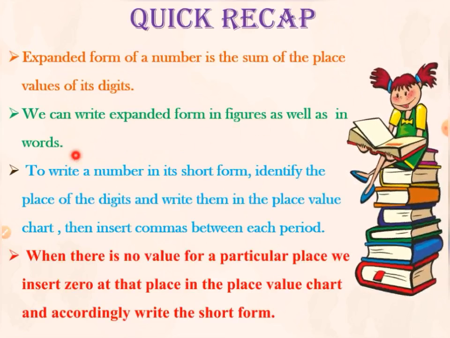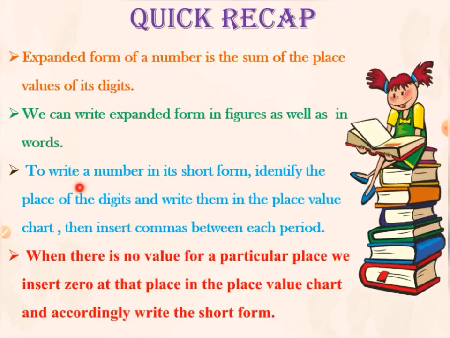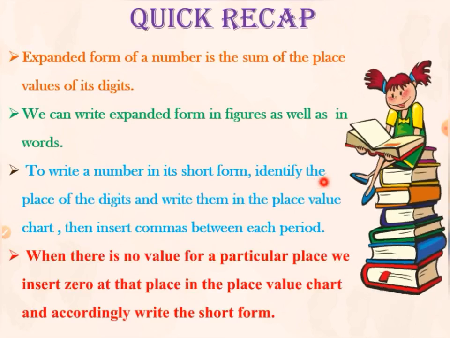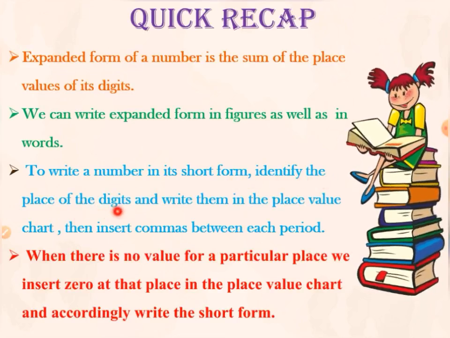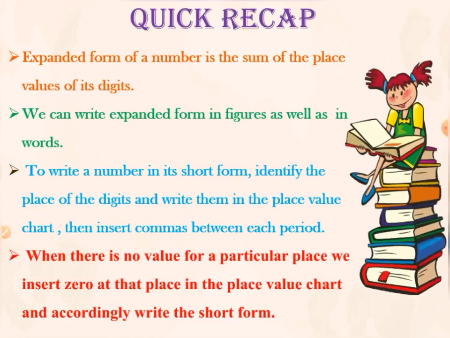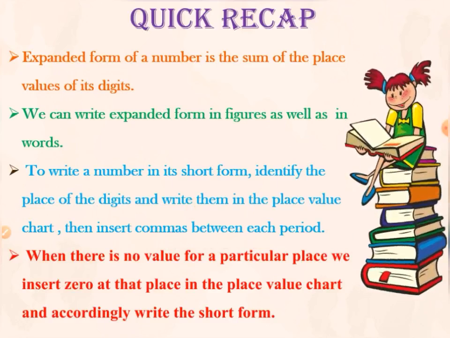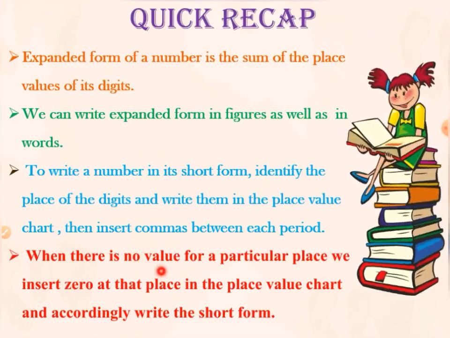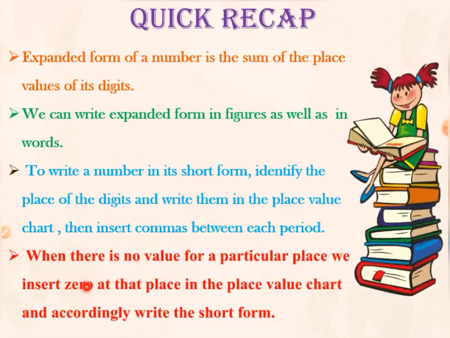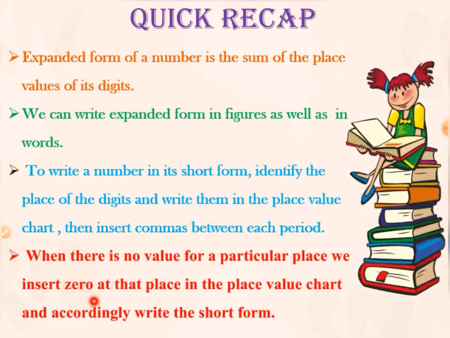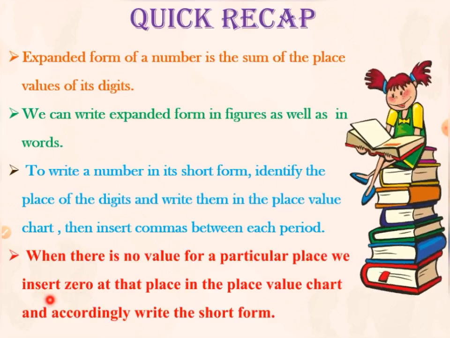Now we learned short form also. To write in short form, first we have to identify the place of the digit, and then we write them into the place value chart, and to write it in short form, we put commas also so that we can separate the periods. One thing which we have to remember in writing short form is that if for any place there is no digit, we put 0 at that place. That you have to remember, and accordingly we write the short form.